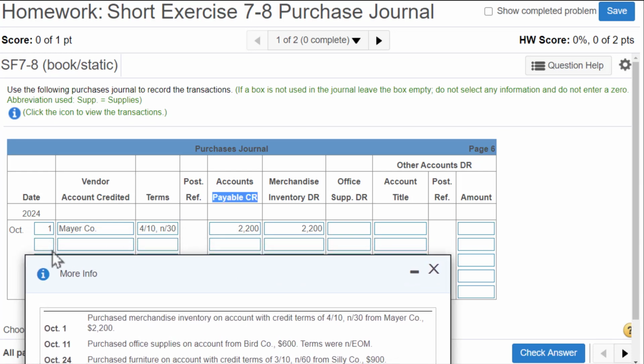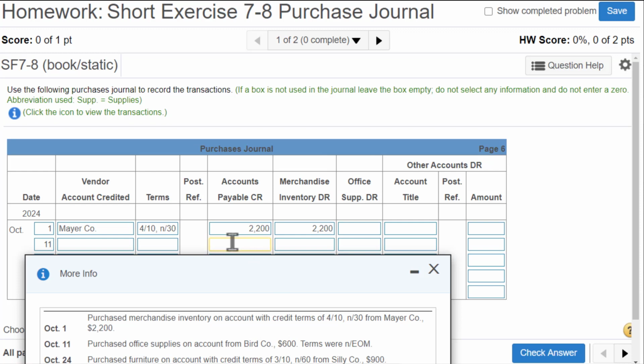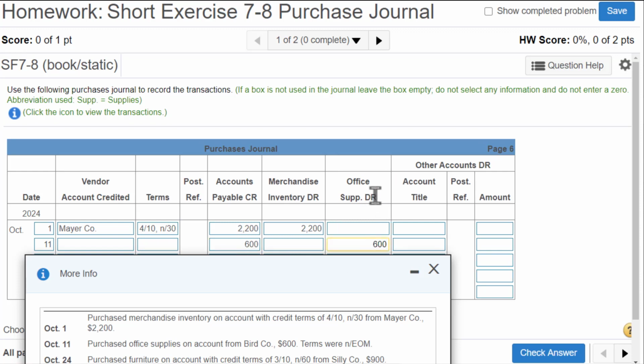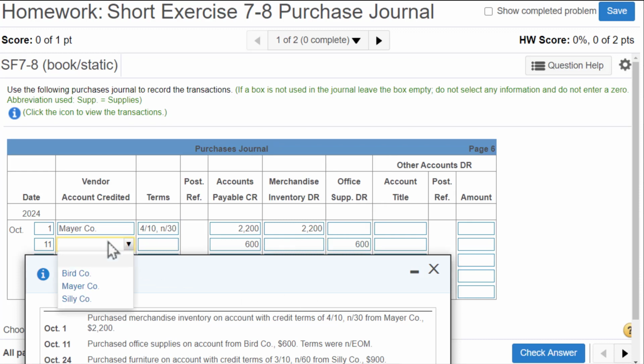Next transaction, October 11th. It says purchased office supplies on account for $600. So since AP is always affected, I recommend putting it in there. And what did we buy? Office supplies. Office supplies is going up, so it's being debited. Who did we buy it from? Bird Company. Terms are net end of month, so we get no discount. They are cheap, and that looks good.